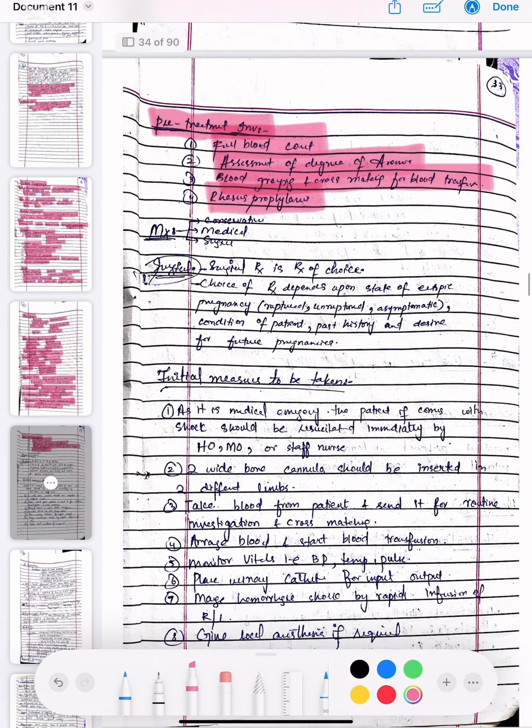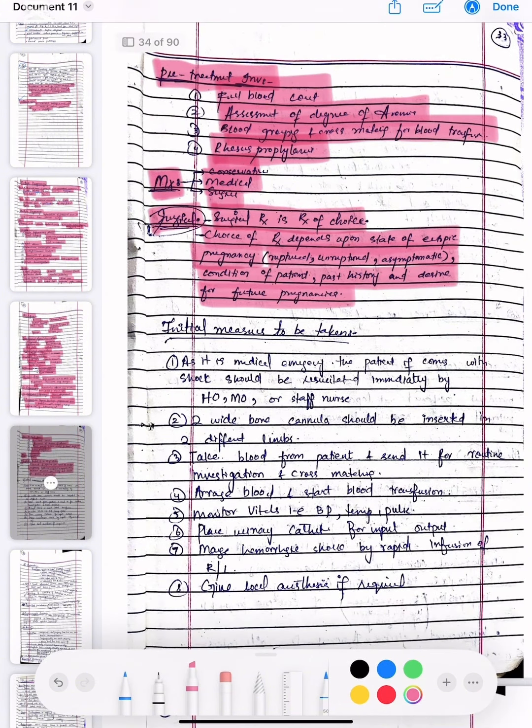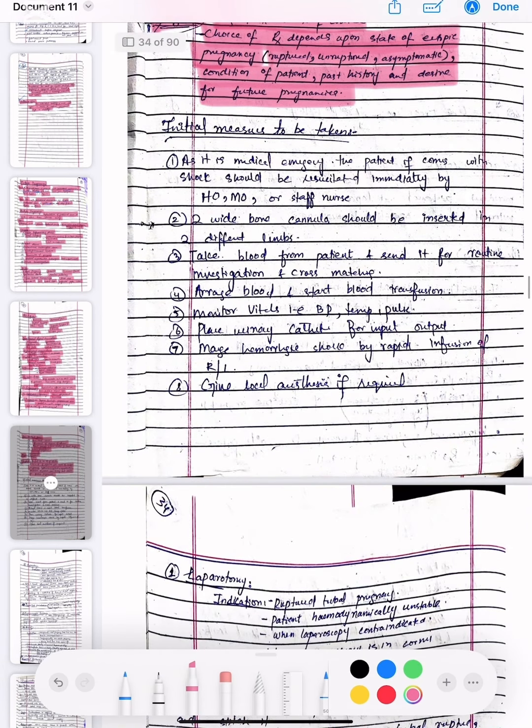Now, the management options are conservative management, medical management, and surgical management. Surgical treatment is the treatment of choice, and the choice of treatment depends upon the state of the ectopic pregnancy: ruptured, unruptured, asymptomatic. The condition of the patient, past history, and desire for future pregnancies should be found out before the surgical treatment. Now the initial measures: it is a medical emergency, so if the patient comes with shock, she should be resuscitated immediately by the HO or MO or staff nurse.